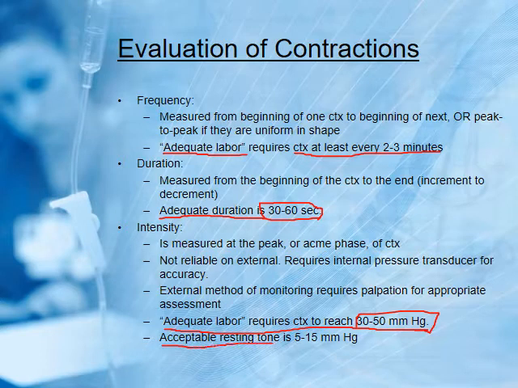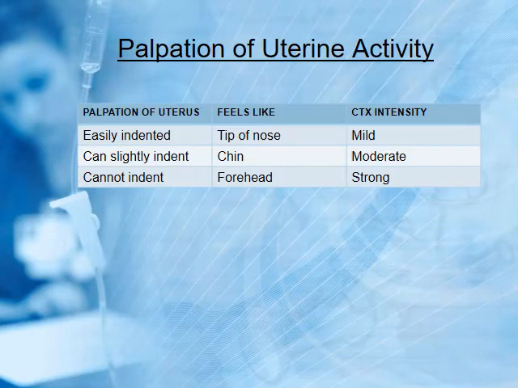So the acceptable resting tone is 5 to 15 millimeters of pressure. Don't panic. This will make sense in a minute or two. When we're palpating the uterine activity, go ahead and touch your nose. When you push the tip of your nose, it's considered a mild intensity contraction. Now touch your chin. You feel how that's a little stronger, a little firmer?